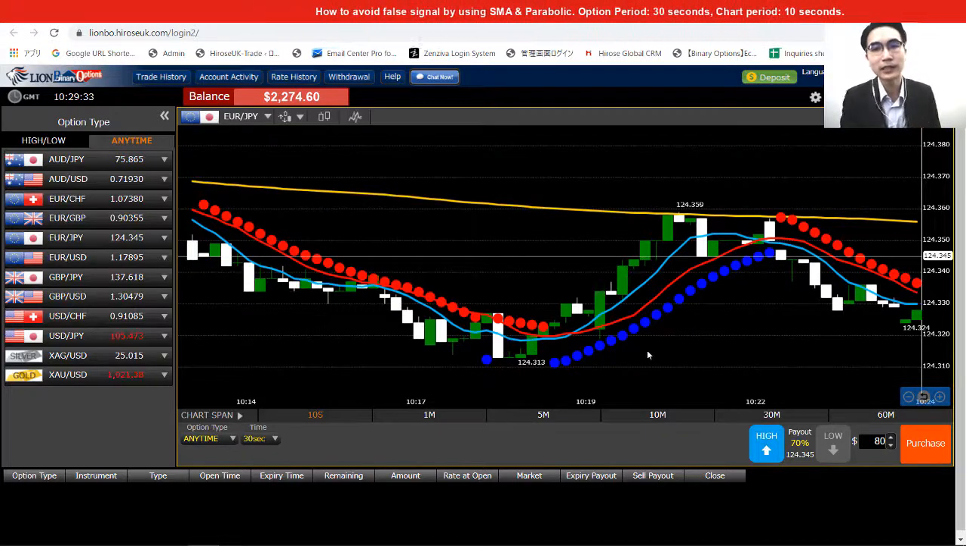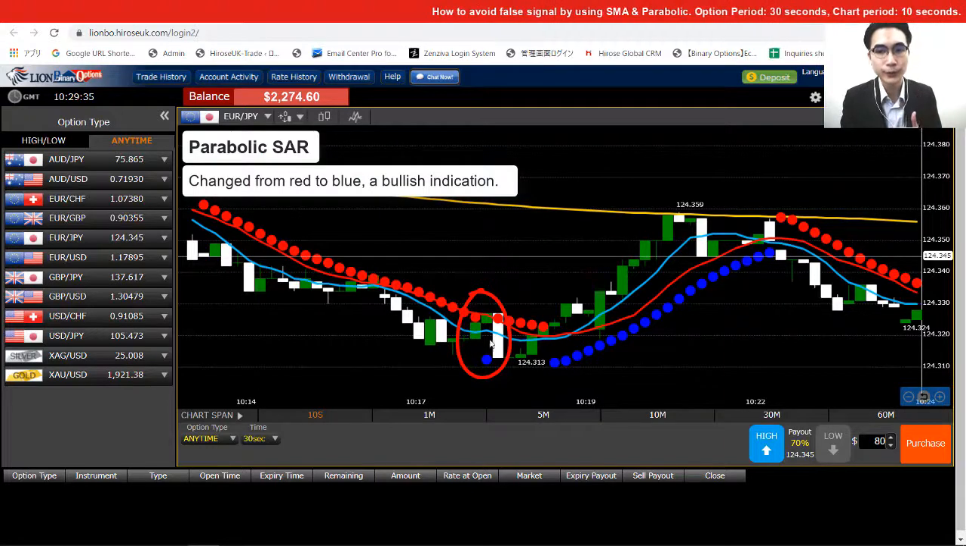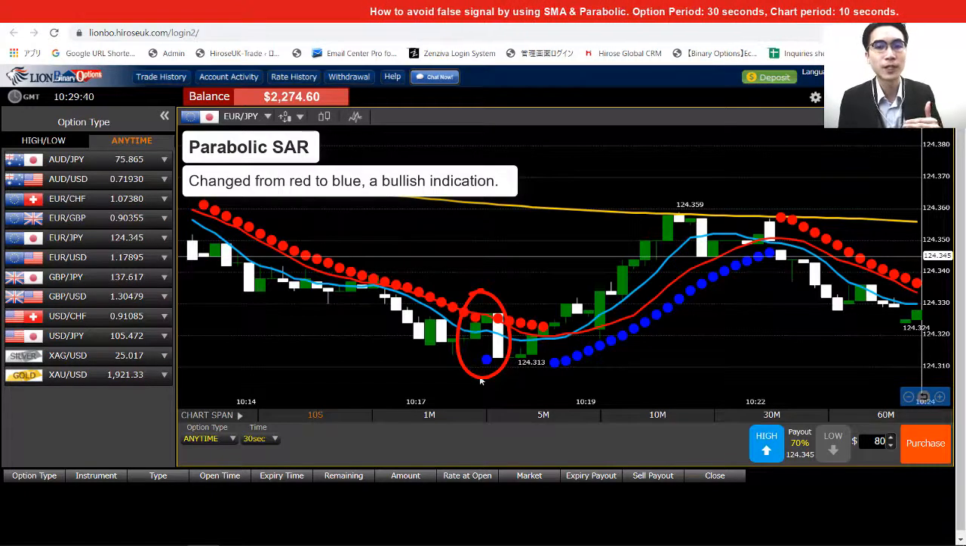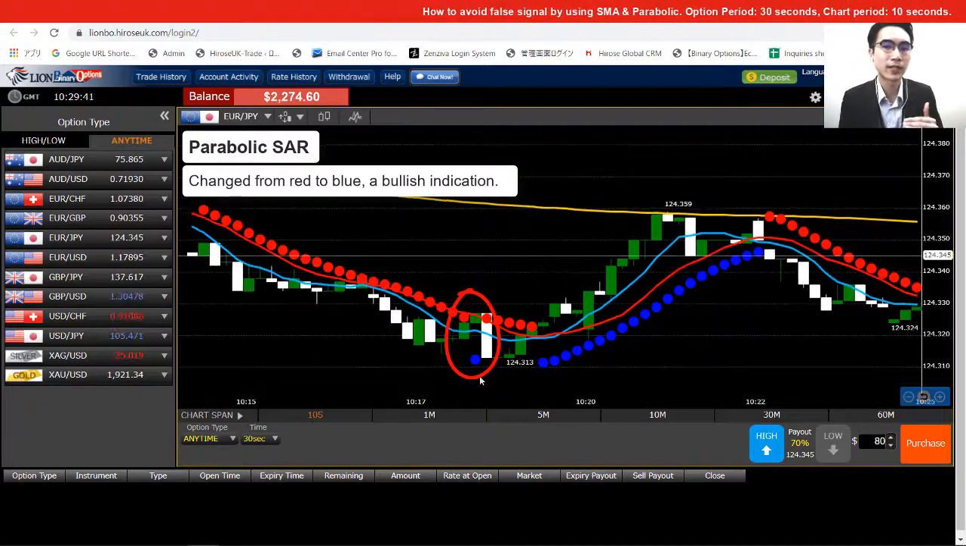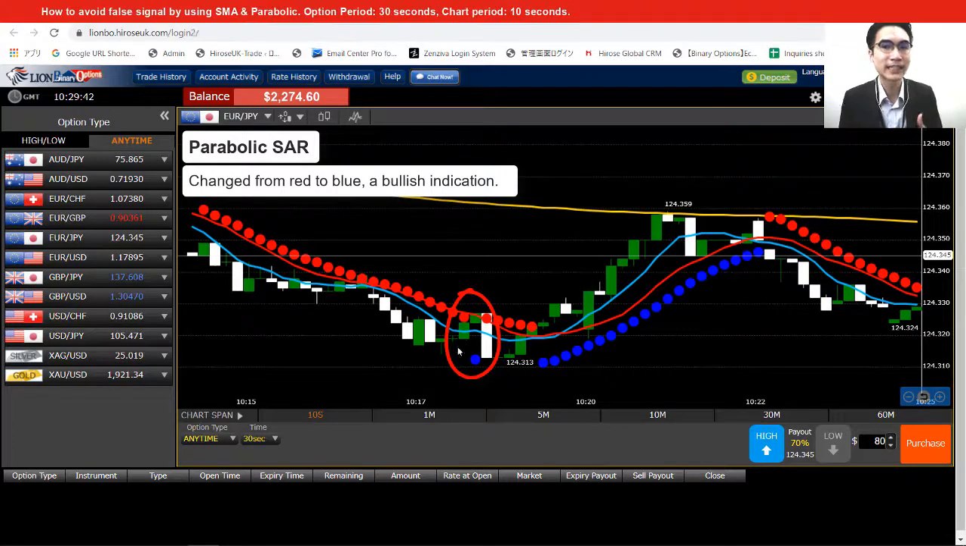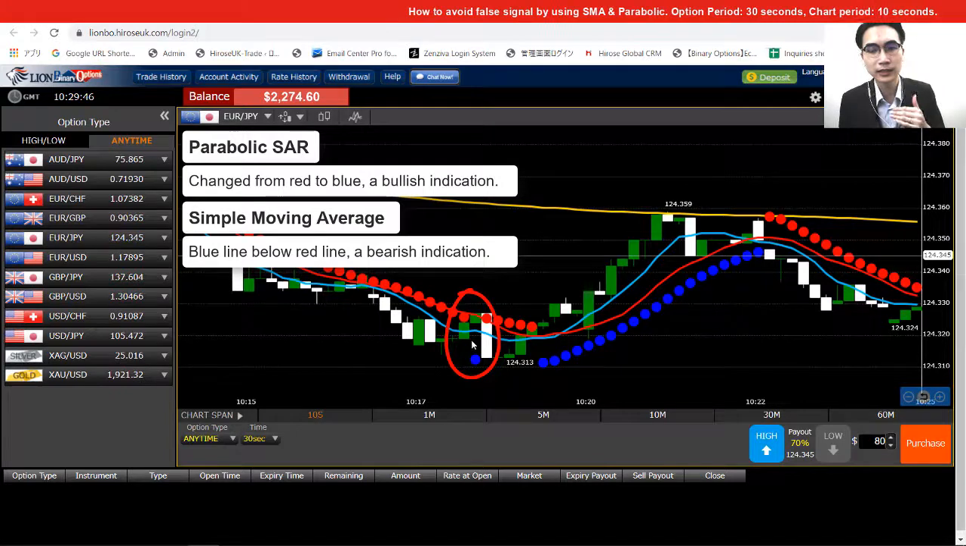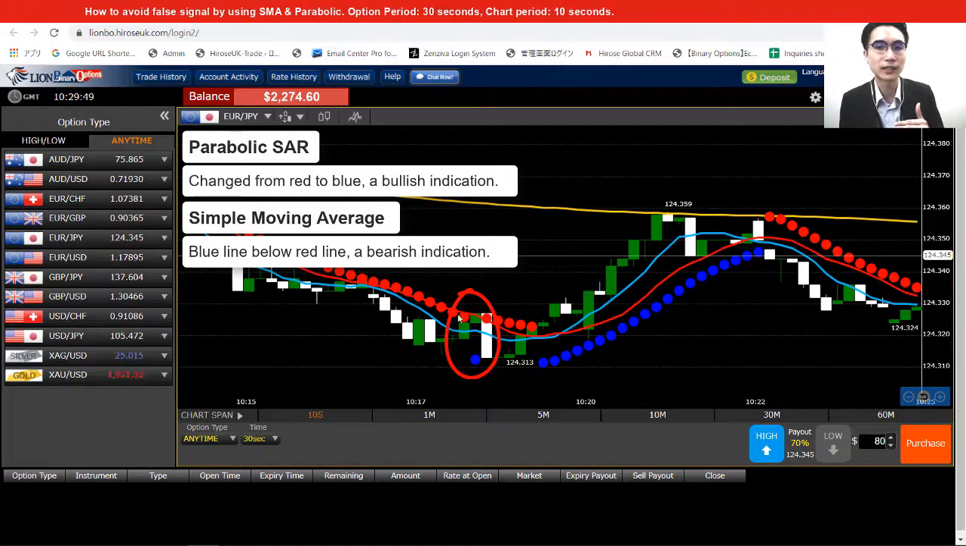Take a look at this one here. I have the parabolic here changing from red to blue, and that is a bullish indication, which means that the price movement has changed from a downward movement to an upward movement when the red dot changed to a blue dot. But now let's take a look at the simple moving average. Those two lines, the red and blue lines, are not crossing over. It is still in a bearish formation, with the blue line below the red line.